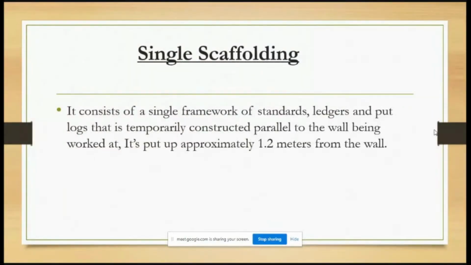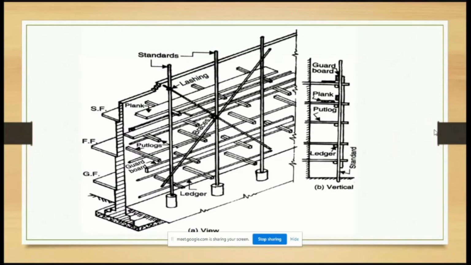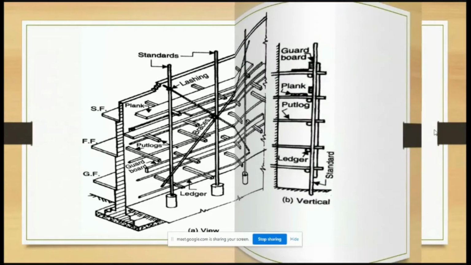First is single scaffolding. It consists of a single framework of standards, ledgers, and putlocks that is temporarily constructed parallel to the wall being worked at. It's put up approximately 1.2 meters from the wall. Here we can see the diagram of scaffoldings. Now we will see the components of scaffolding one by one.